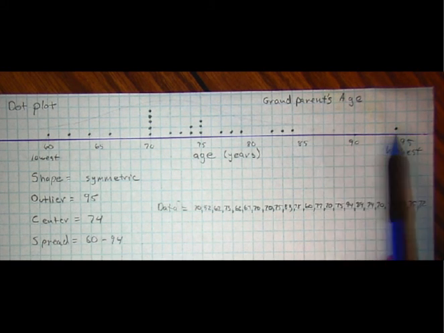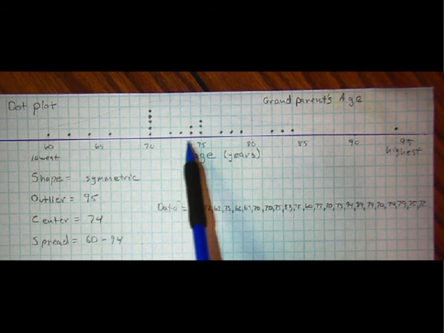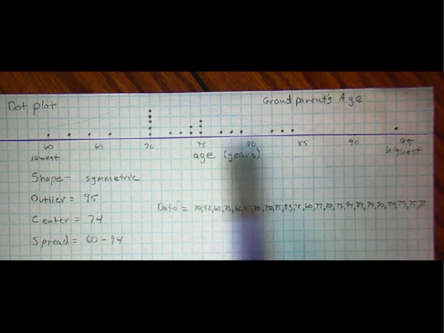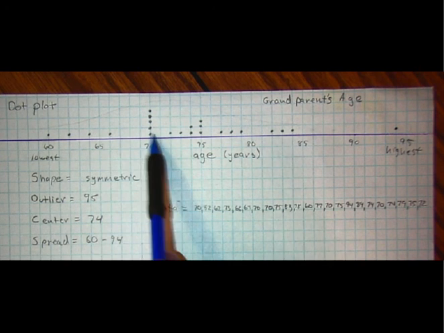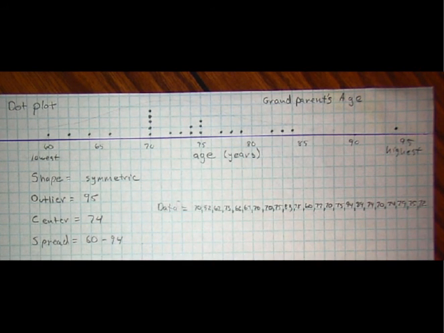That is quite a distance away from the rest of the data. The center is about 74. So if I counted the pieces of data this direction and counted the number of pieces of data this direction, the middle would be 74. But again, if you said 73 or 75, that would all be considered okay. Then we have the spread. The spread goes from 60 to 94. And we just write it right like that.